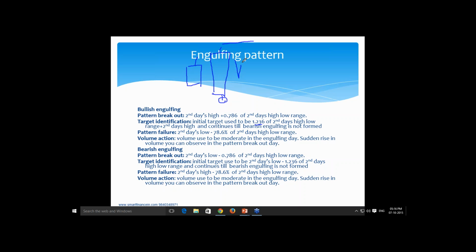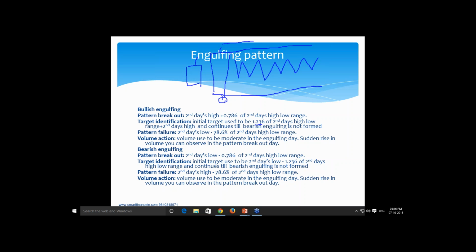Till the price is moving in this band, the second day's high and low band of the bullish engulfing pattern, you can say you are just consolidating. You have not given any failure in the pattern. And this failure happens whenever you fall into the opposite side's death zone.